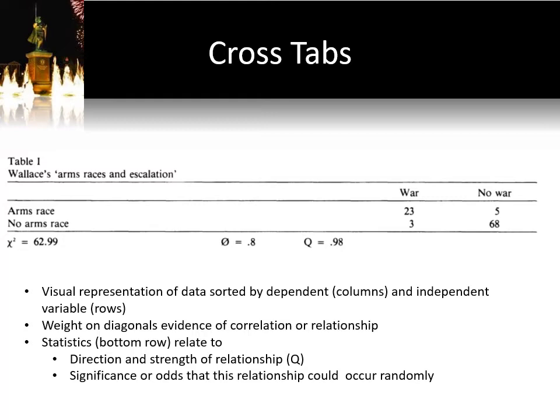And this is, in table 1, Diehl recreating Wallace's arms races and escalation data. He's basically saying, okay, here's what Wallace found. If you look at the first row, we have all the cases with arms races, and we see, wow, 23 of them resulted in war, but only 5 had no war. Then in the next row, when there was no arms race, there were only 3 wars and 68 not wars. Wow, that tells a story, right?